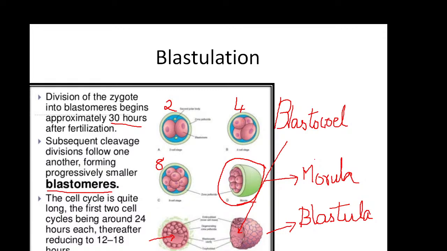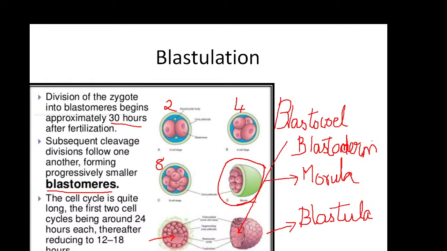The structure in which the blastomeres are arranged around this blastocoele is called a blastula, and the cellular layer surrounding the blastocoele is called blastoderm. This is blastoderm, the name for the cells covering the blastocoele. A layer of blastomeres which surround the blastocoele is called blastoderm. So there are 3 terms here.